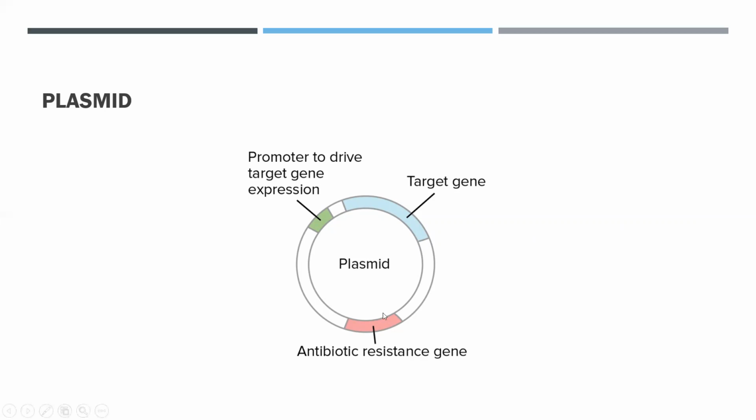Okay. Next, this is target gene. Target gene means your interest gene. This is antibiotic resistant gene. Antibiotics means penicillin, kanamycin, etc. This is promoter to drive target gene expression. Expression is the process by which the information encoded in a gene is used to direct the assembly of protein molecules.